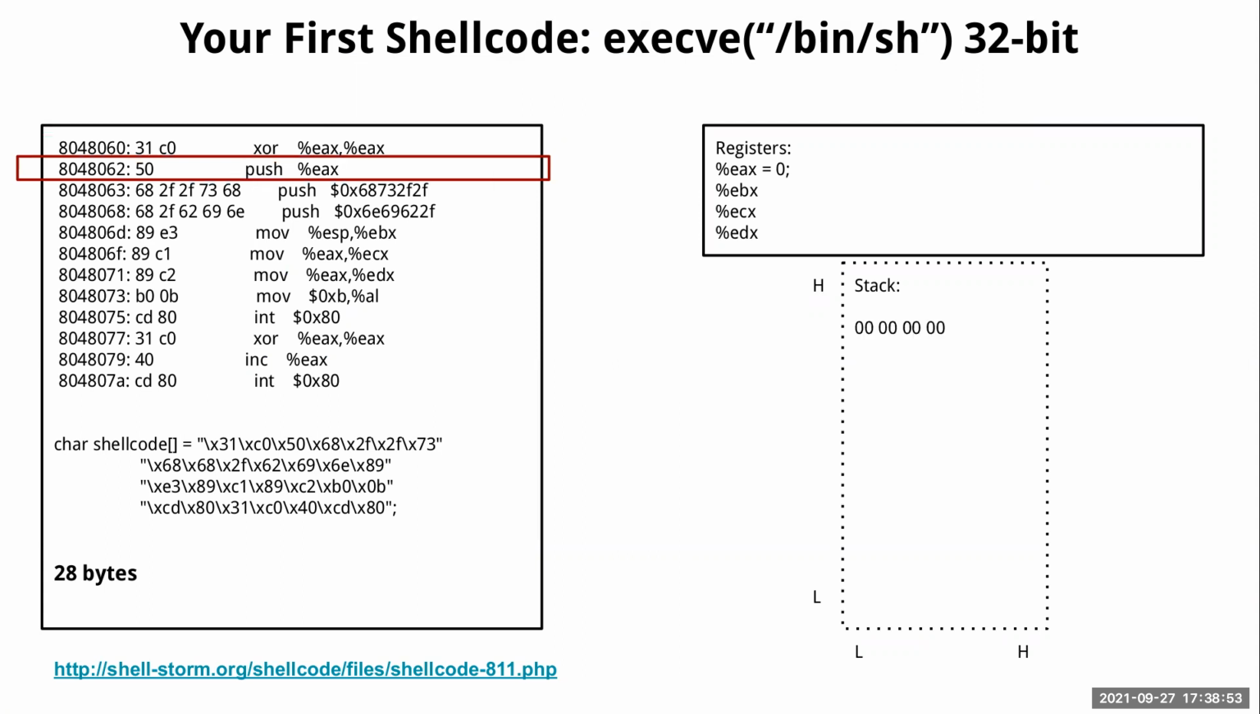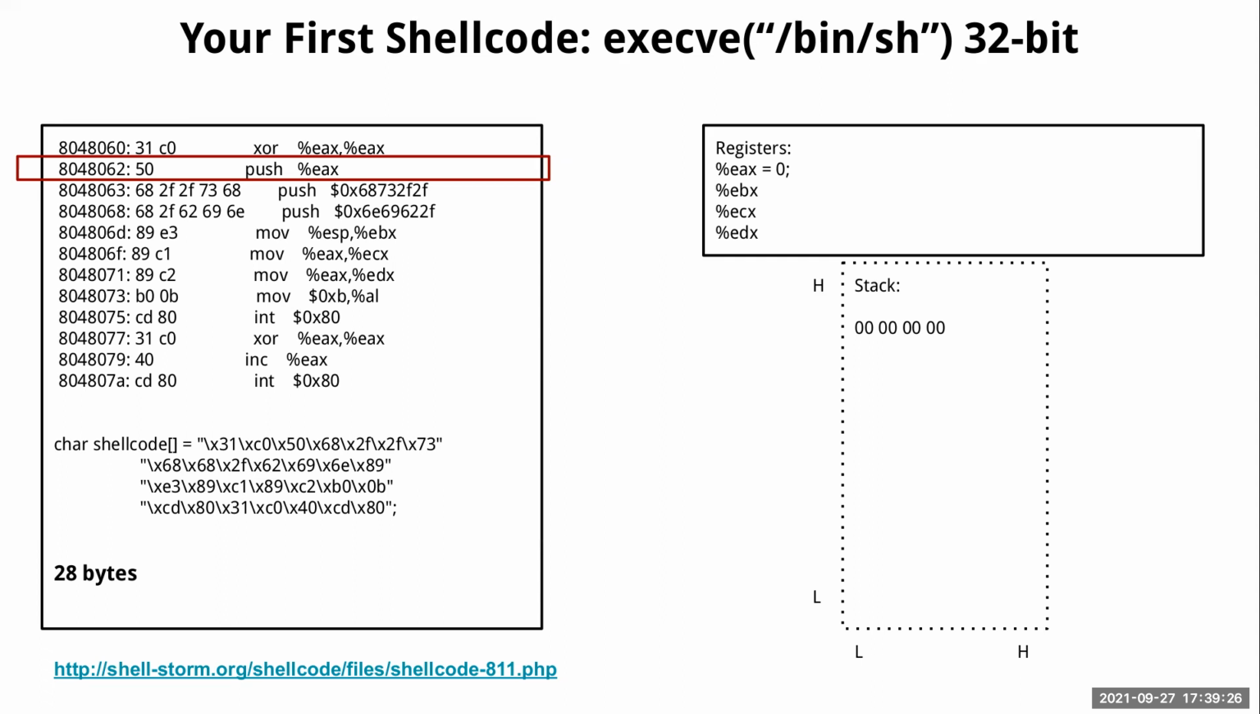Now we have a 0 in eax. The next instruction, we push eax. So basically we put this 0 on the stack, which is 4 bytes. I draw the stack here like this. I always draw the stack with high at the top, low at the bottom, and the left hand side is lower address, right hand side is higher address. So we push 4 bytes here.